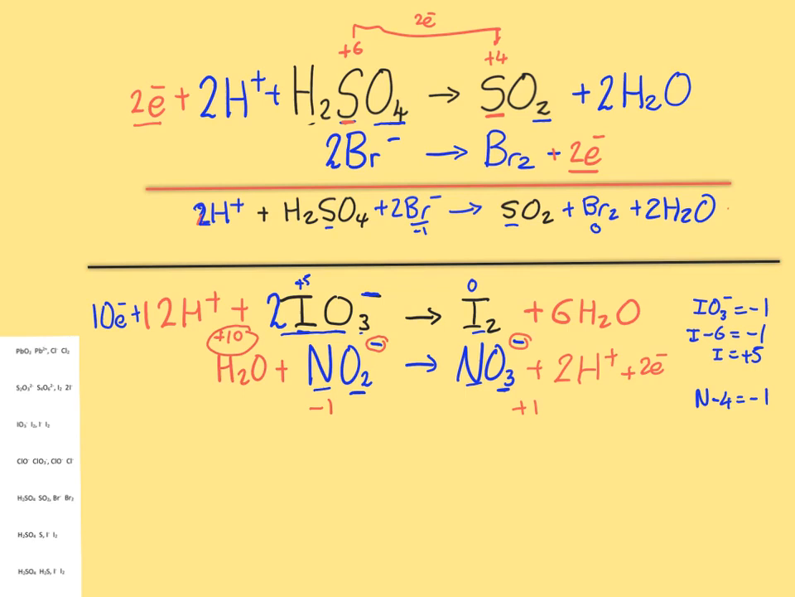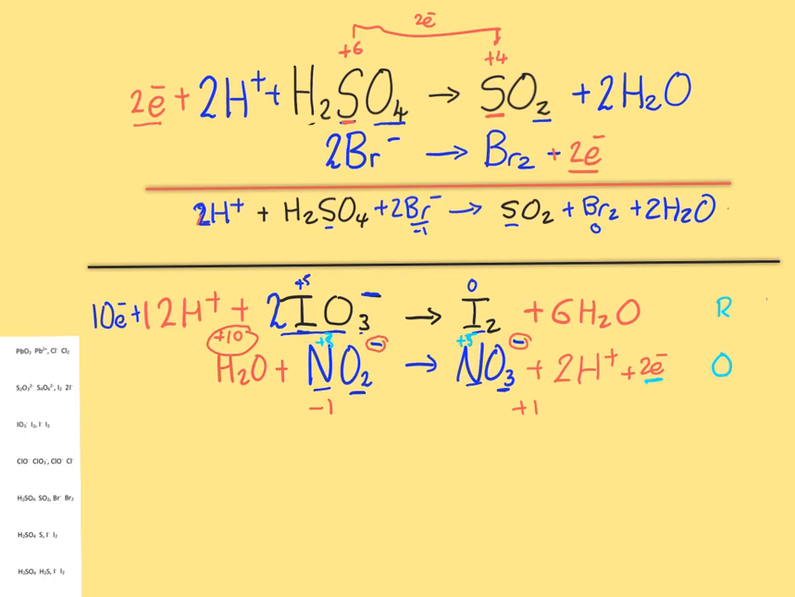So its oxidation state has gone from plus 3 to plus 5. It's therefore been oxidized and lost 2 electrons. Now we have an imbalance of electrons. So what we need to do is to make sure that we have the same number of electrons in both the oxidizing reaction and in the reducing reaction. So this is reduction because electrons are being gained, and this is oxidation because electrons are being lost.